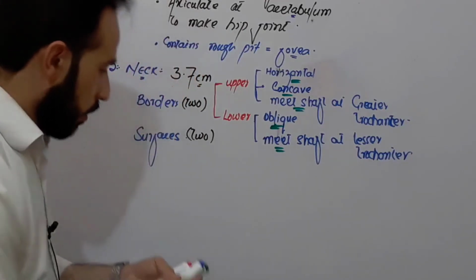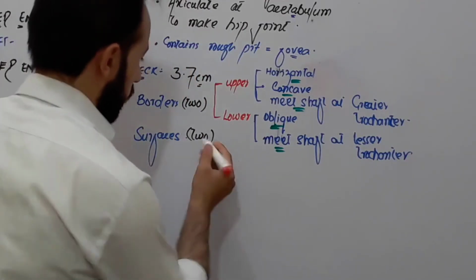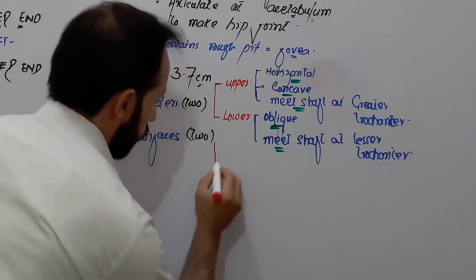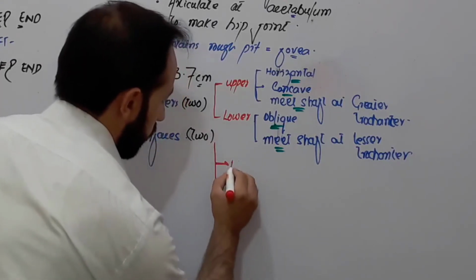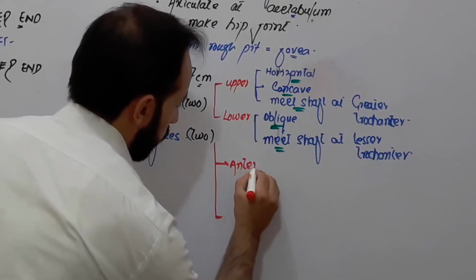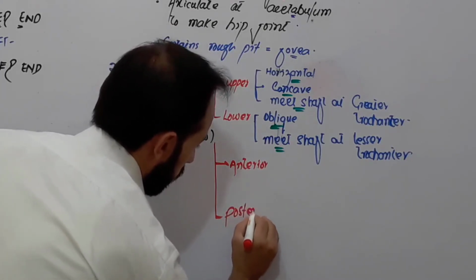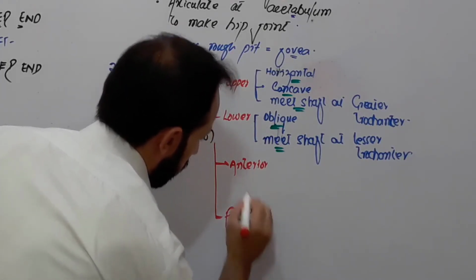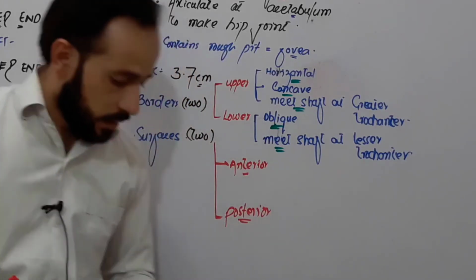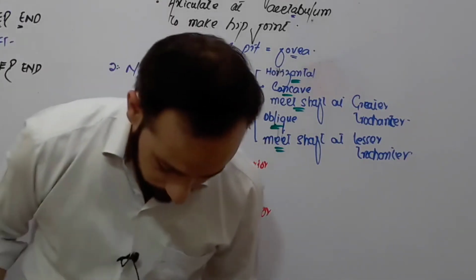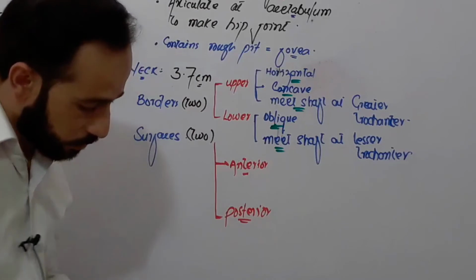How many surfaces does it have, my dear friends? It has two surfaces, the anterior surface and the posterior surface. Right, friends, done. Anterior surface and posterior surface.